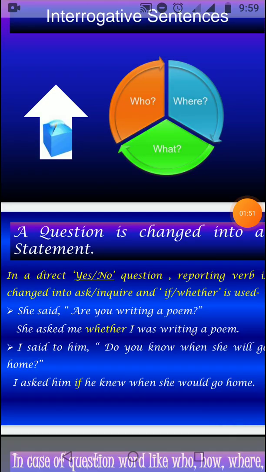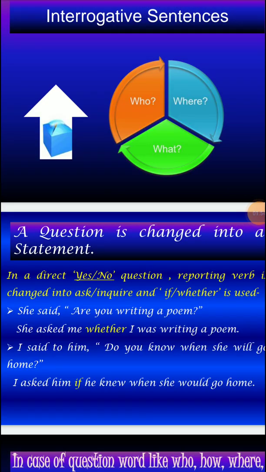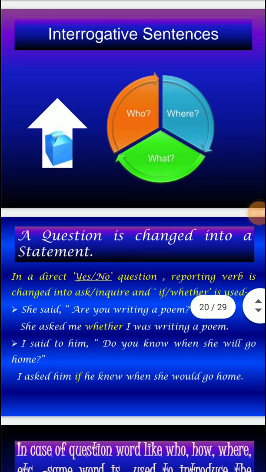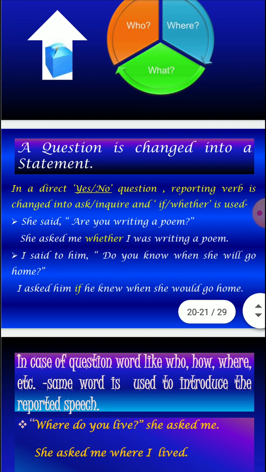Now, moving on to the interrogative sentence. What if your dialogue or your speech ends with a question mark? So, said to will change there to asked. Why? Because you are asking a question. So, that you have to remember. Now, what other things you have to keep in mind? That in a direct yes or no question, the reporting verb is changed into ask, inquire, and if or whether.